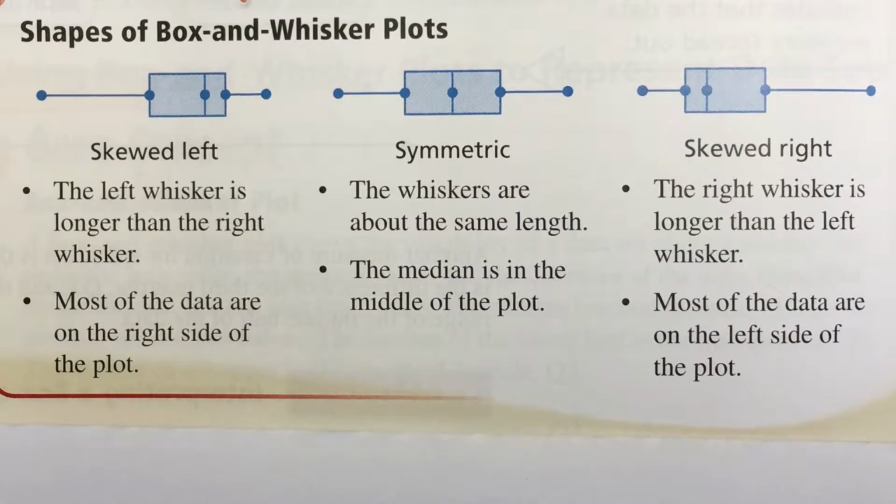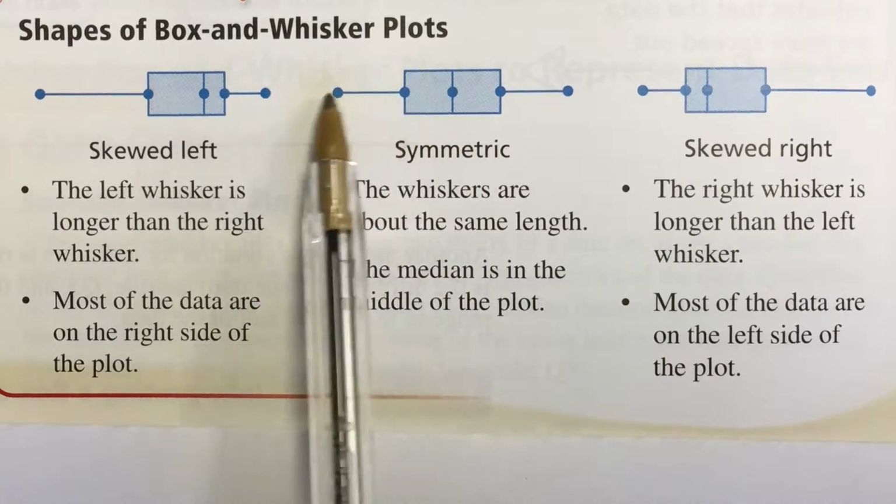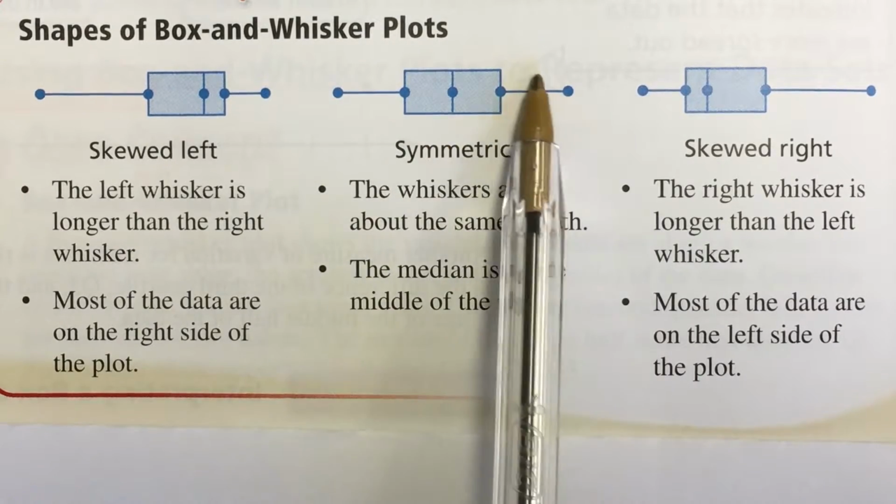In a symmetric box-and-whisker plot, the whiskers are about the same length, the left side is about the same length as the right side, and the median is in the middle of the plot. Quartile 2, the line, separates about half the data on the left and about half the data on the right.